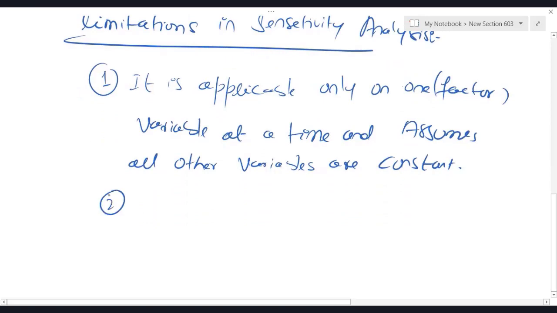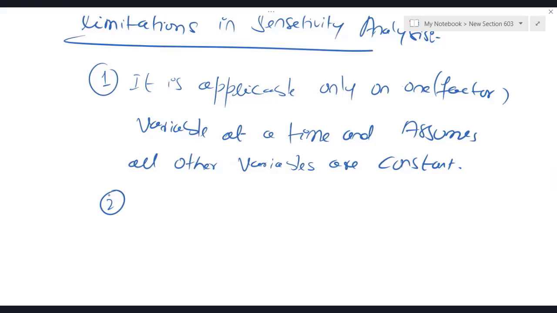Another thing, for example, if the sensitivity analysis findings tell you the selling price reduces by 5%, NPV becomes 0. For example, variable cost increases by 3%, NPV becomes 0. And let's say fixed cost increases by 20%, NPV becomes 0. Now you have the findings of the sensitivity analysis.